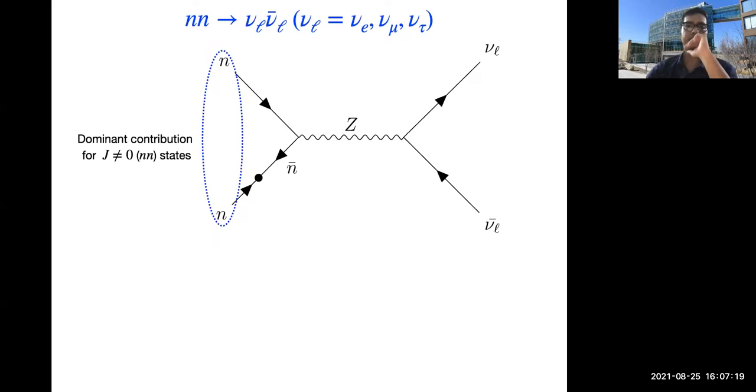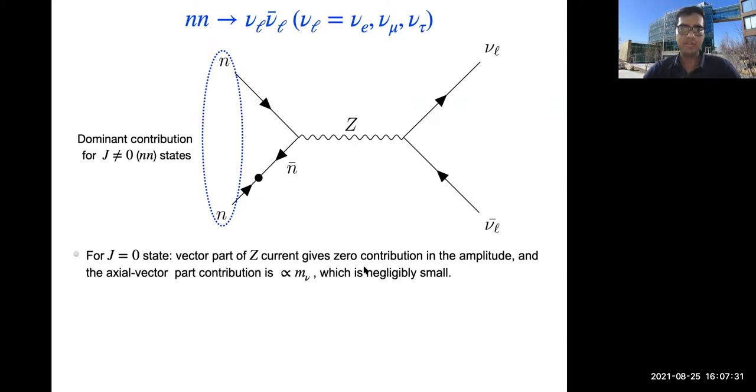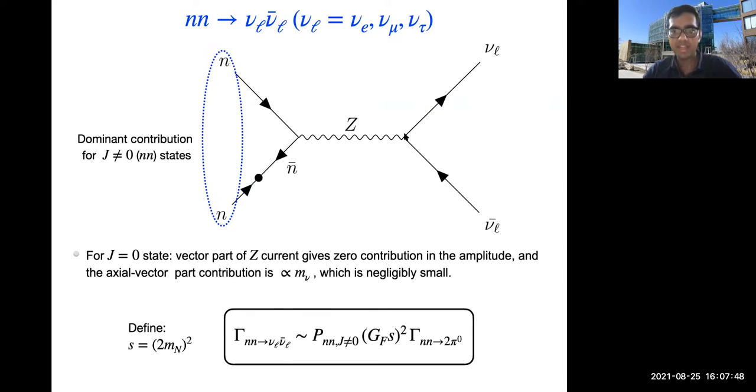Similarly, Nn to nu nu bar processes can be considered, where this N bar annihilates with an N to produce a virtual Z line that then goes off to give nu nu bar. Again, this contribution mainly comes from the J not equal to 0 state, because for the J equals 0 state, the vector part gives 0 contribution, and the axial vector part gives a contribution which is proportional to the mass of the neutrino, which is negligibly small. So this gives a factor of G_F in the amplitude, and to cancel the negative mass dimension 2, define S equals twice M_n squared available energy. This G_F S squared appears inside this relation.